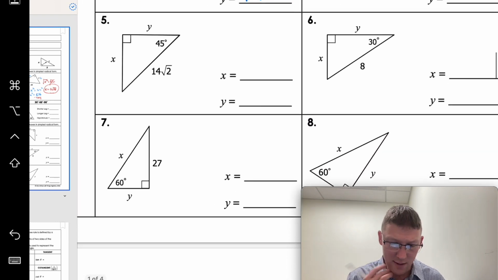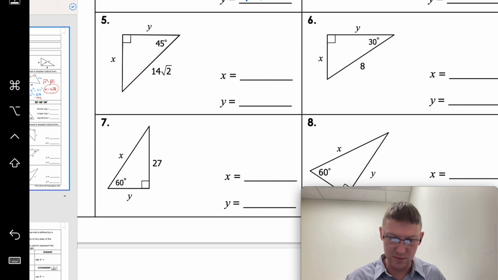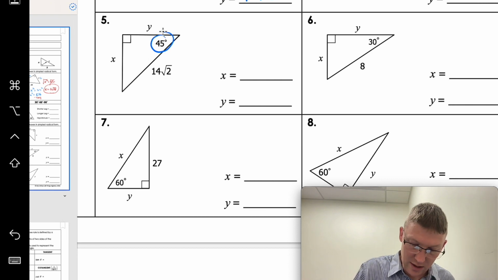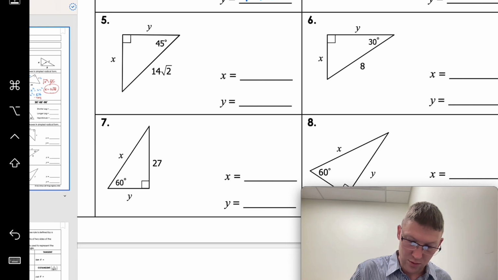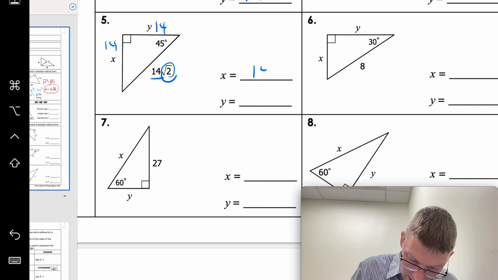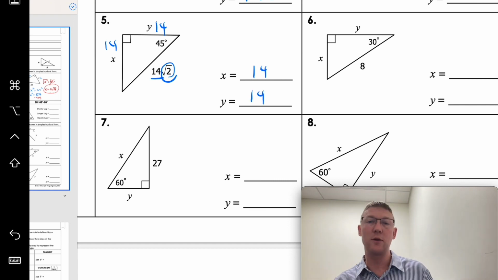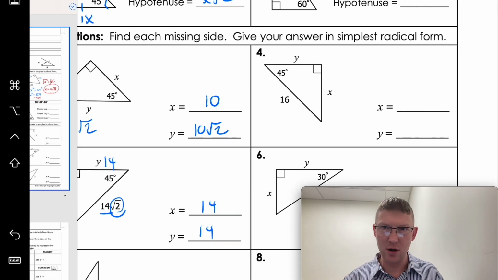If we're looking at number 5, we are given 14 square root of 2. And we see that it's a 45, 45 triangle. Our pattern is the two side lengths are equal, and the other one is the side length times square root of 2. So you can see this is x times square root of 2, which means my x and my y are both going to be 14, because it's a 45, 45 triangle and those sides are the same. And we missed number 4, so here it is.